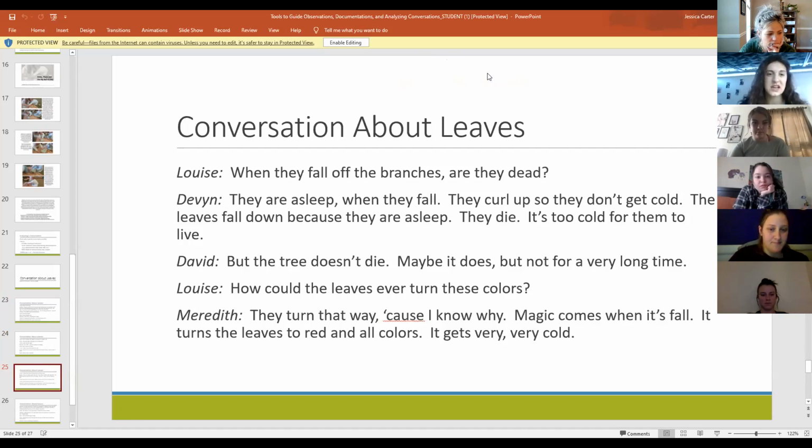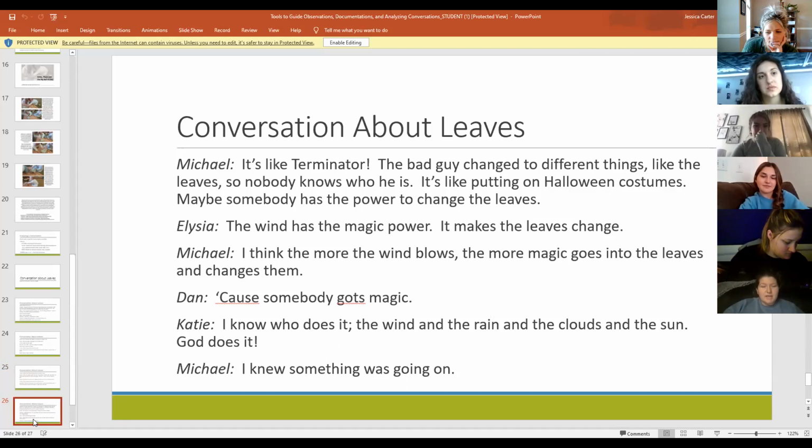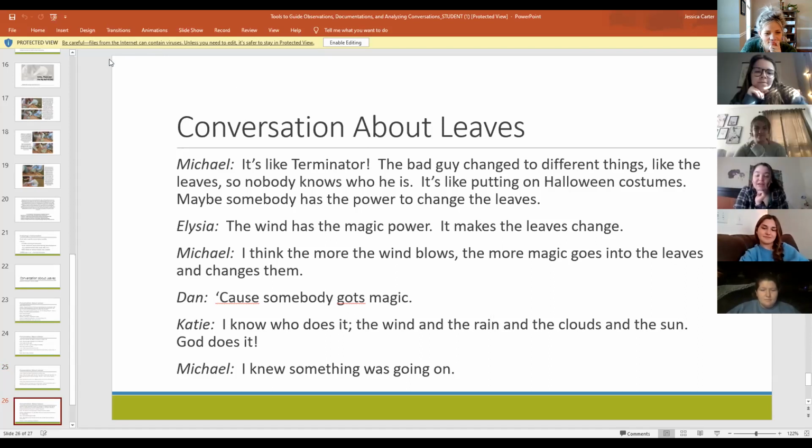How could the leaves ever turn these colors? They turn that way because I know why. Magic comes when it's fall. It turns the leaves to red and all colors. It gets very, very cold. It's like Terminator. The bad guy changed to different things like the leaves, so nobody knows who he is. It's like putting on Halloween costumes. Maybe somebody has the power to change the leaves. The wind has the magic power. It makes the leaves change. I think the more the wind blows, the more the magic goes into the leaves and changes them. Because somebody got magic. I know who does it. The wind and the rain and the clouds and the sun. God does it. I knew something was going on.